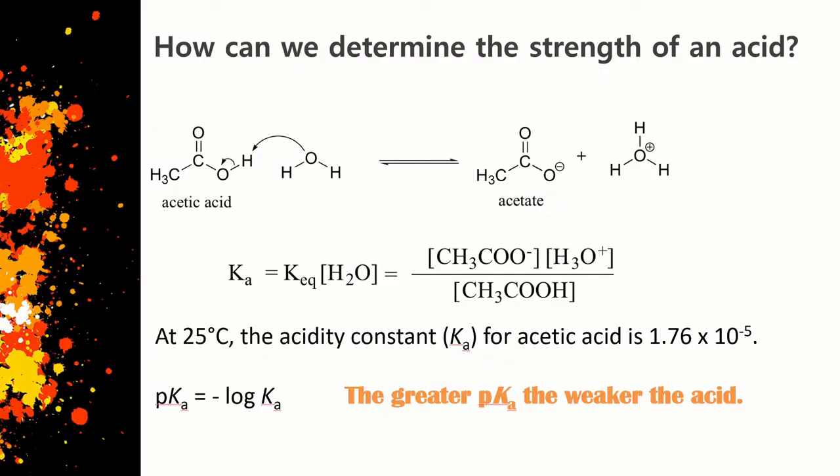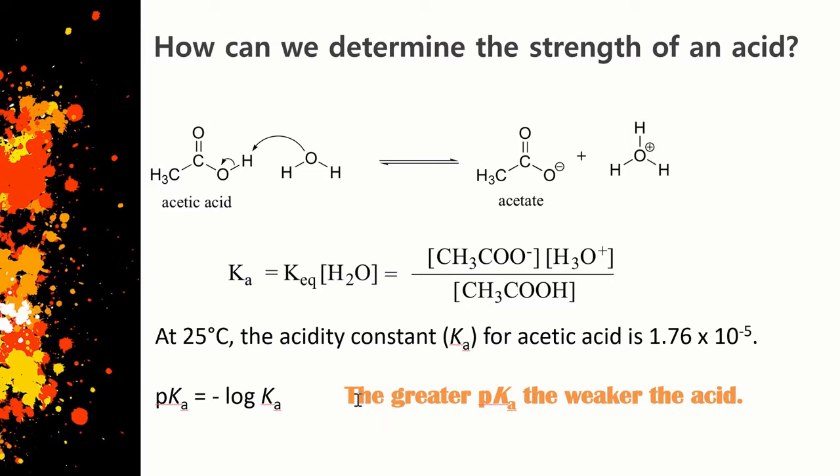So how can we determine the strength of an acid? This equation should be familiar to you. We have our equilibrium constant, which is equal to the concentration of the products, the acetate and the hydronium ion, divided by the concentration of our acetic acid. At 25 degrees Celsius, the acidity constant for acetic acid is 1.76 times 10 to the minus 5. And once we calculate the Ka, we can take the minus log of it to calculate the pKa.